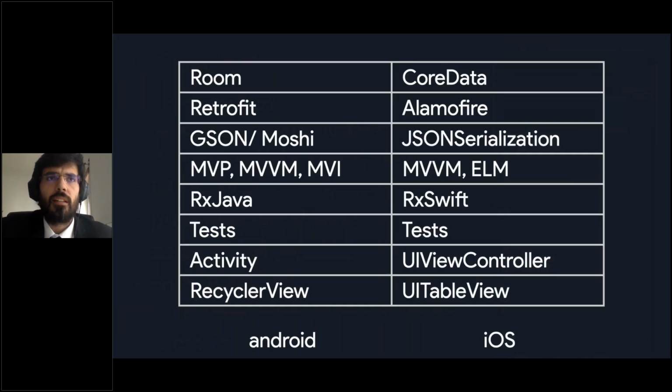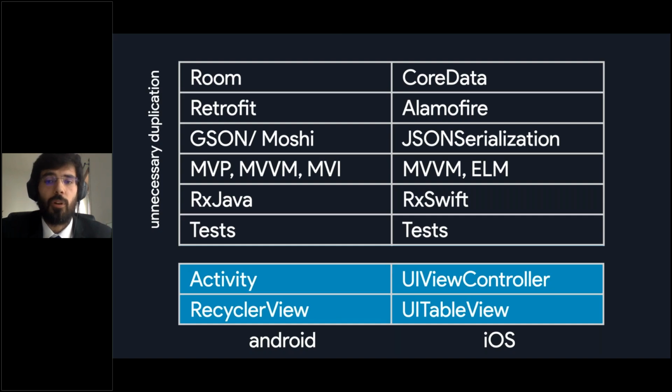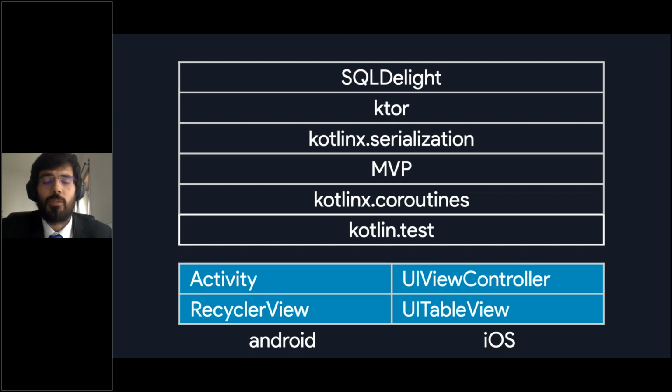Typically, these are the libraries that you're going to use on Android and on iOS if you're doing everything native. You use Room for database on Android and Core Data on iOS, Retrofit and Alamofire, Gson and JSON serialization, RxJava and RxSwift. The big difference here is that you're going to use activities on Android, and UIViewController and UITableView in the case of iOS. So there is an unnecessary duplication of code. All your business logic could be done just once and imported for both platforms. So instead of using Room and Core Data, you could use SQLite, Ktor, Kotlin serialization, coroutines, and tests.